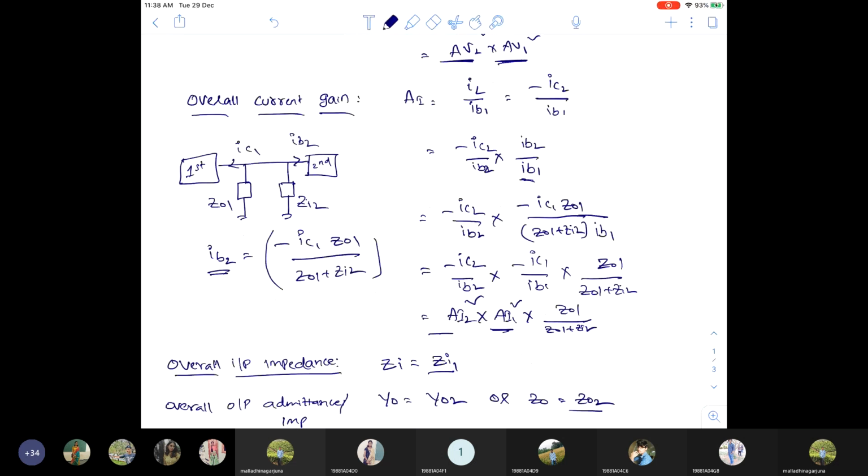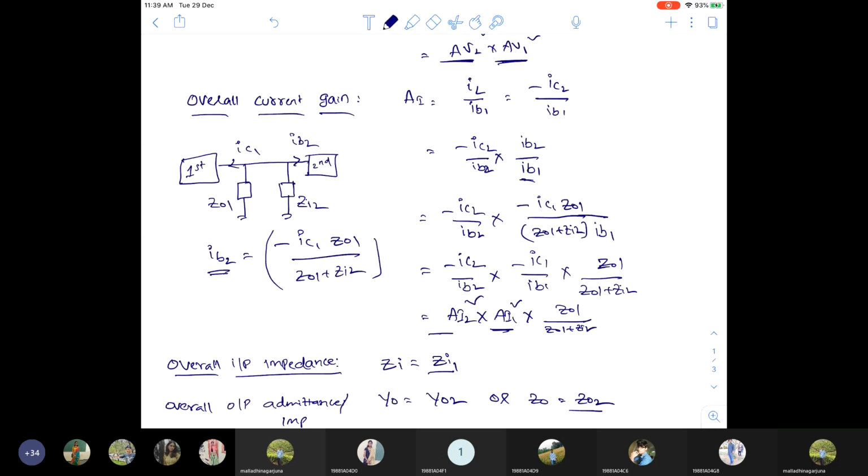So this is the overall current gain. A equals the load current by input current, so IL by IB1. But the load current and the second stage collector current are opposite, so I can take minus IC2 in place of IL by IB1. That I can split into IC2 by IB2 into IB2 by IB1. The IB2 terms cancel and you get the previous equation. Now minus IC2 by IB2 is the same. IB2 is the input of the second stage, so we should convert IB2 in terms of the output of the first stage, IC1. Therefore you will get individual current gains.